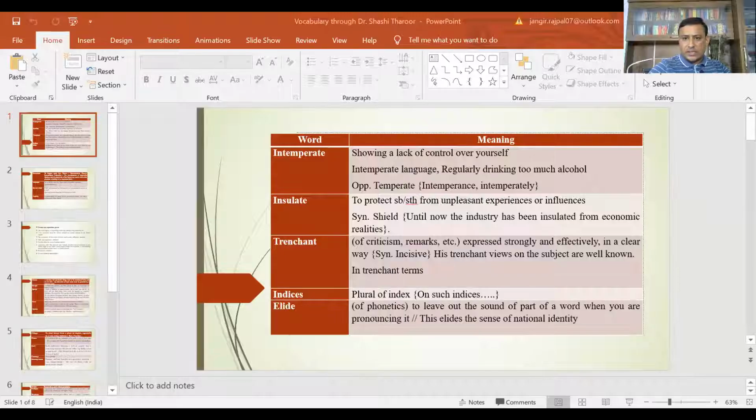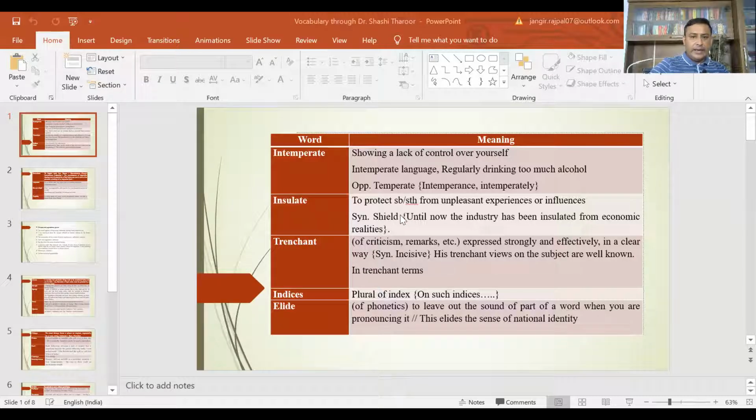And now I move on to the second part of advanced vocabulary through Dr. Shashi Tharoor's book, An Era of Darkness. First of all, we would have a recap of the words shared through the first PPT, and I would not be giving you the meaning.